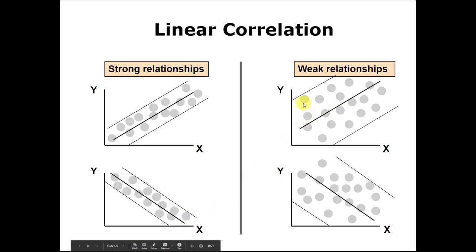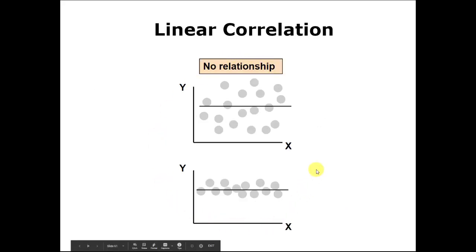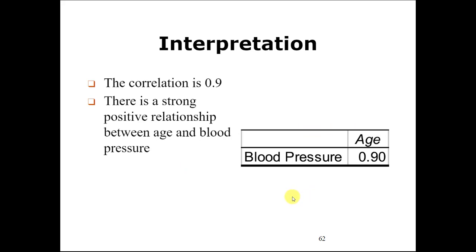Here, we have a weak relationship that's trending in the positive direction, and we can see that the points are spread out, right? They're starting to blow out. Here we have a negative trend, and again, we're seeing that sort of blown out association. Same thing is happening with no relationship. With no relationship, it can't really even be weak or strong. It's just no relationship.